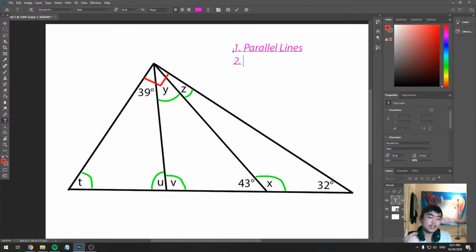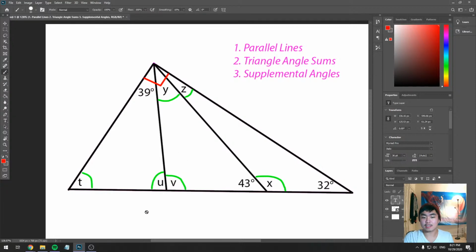Alright, our second strategy is triangle angle sums. So remember, the angles of any triangle are going to add up to 180. Any triangle with 3 corners, those 3 angles of the corners are going to add up to 180. So that's a big one. The third and last one is supplemental angles. Supplemental angles just mean when you have something that forms a line, you're going to get 180 degrees.